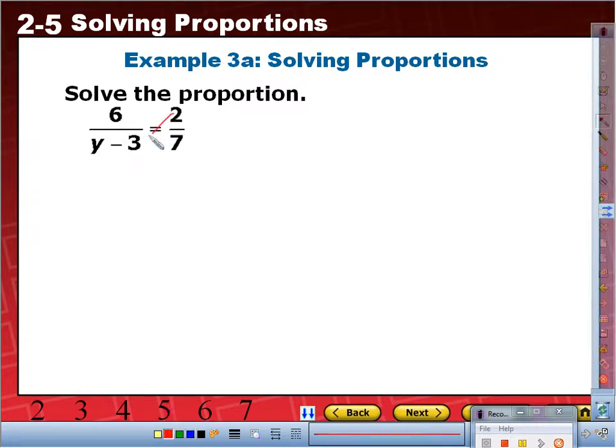The property should work. So therefore, 2 times this whole thing, which means we need to distribute to each of these. Is that correct? What is 2 times y? 2y. What is 2 times negative 3? Negative 6. Everybody see that? Okay. Equal. What is 6 times 7? 42. Do you know what to do from there? Yeah. Go ahead and finish it, please.